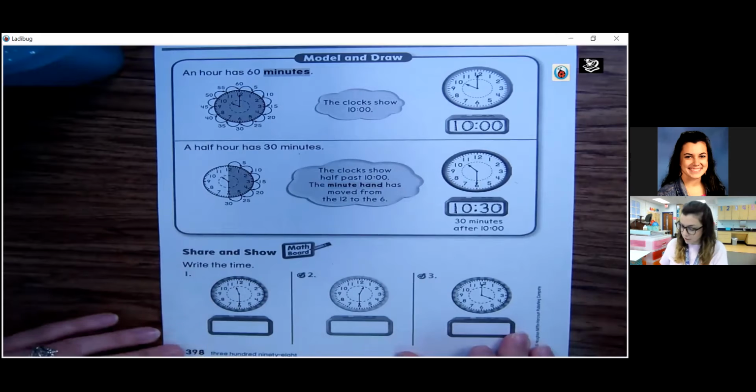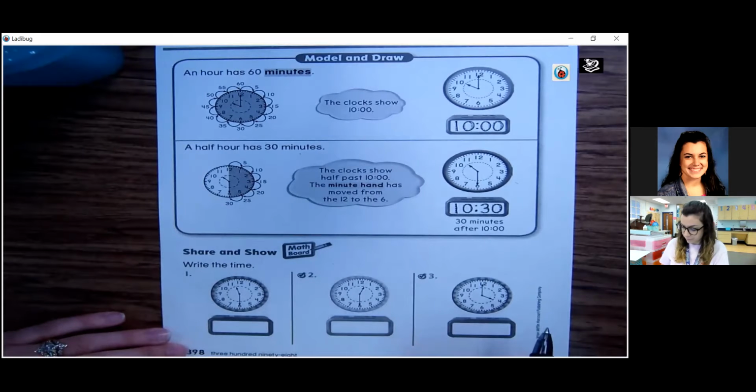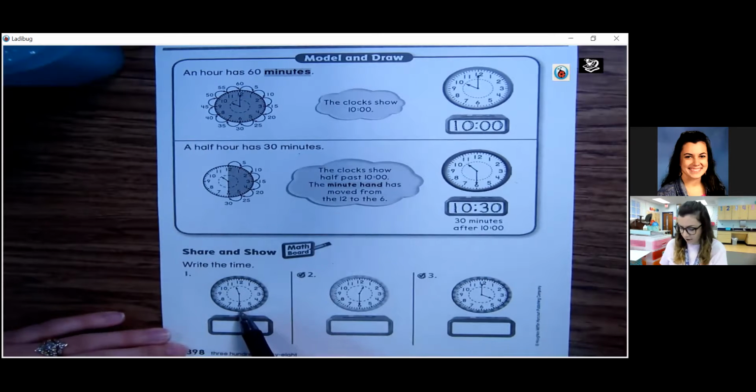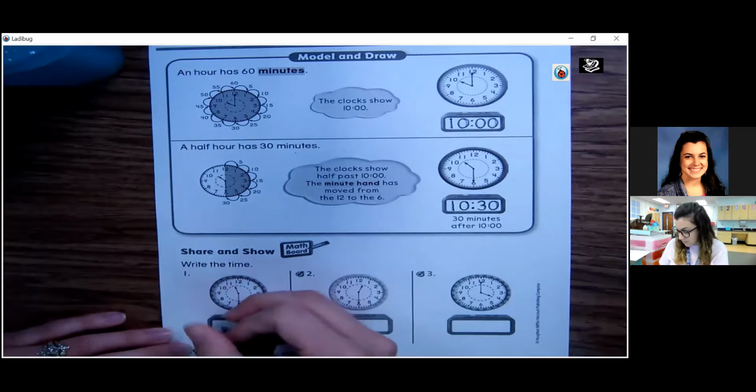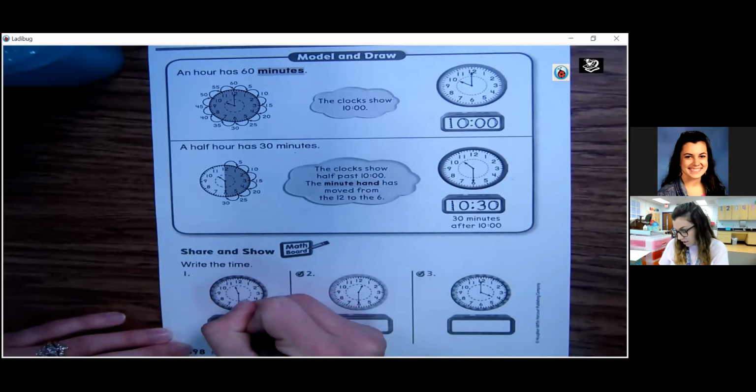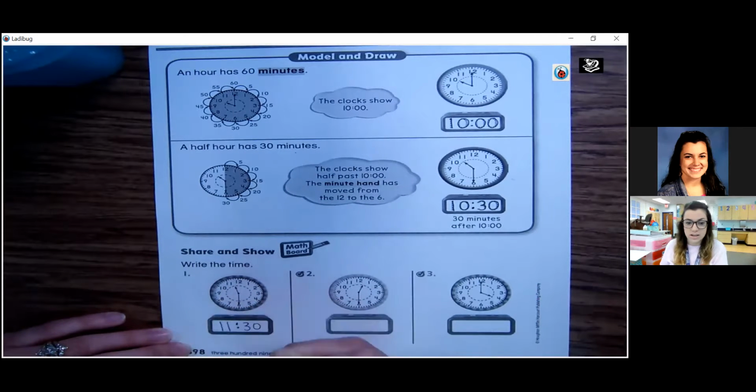Okay, you guys, let's look down at number 1. We see that our minute hand is pointing to the 6. So we know that it's going to be 1/2 an hour. But what hour is it 1/2? 11. So if it's 11:30, that means it is 11:30.